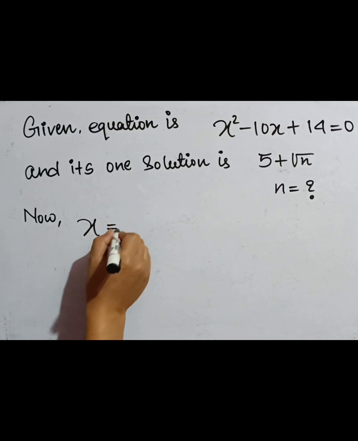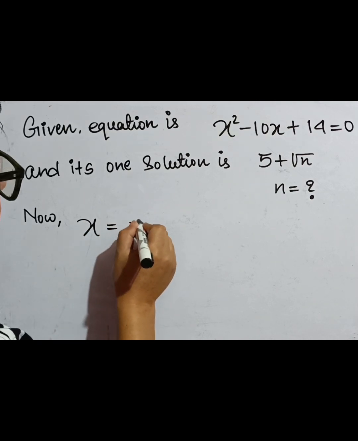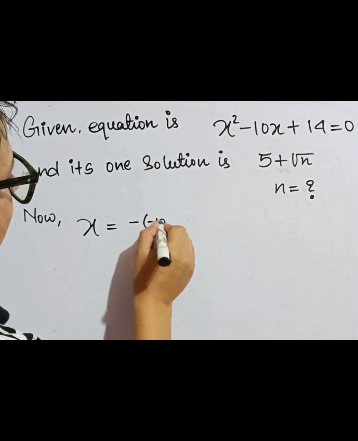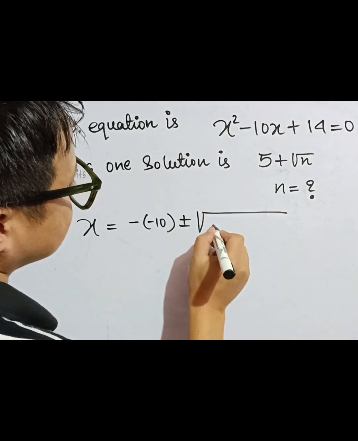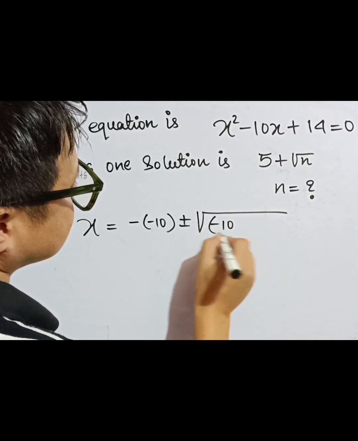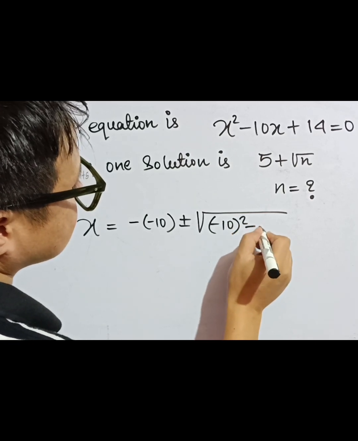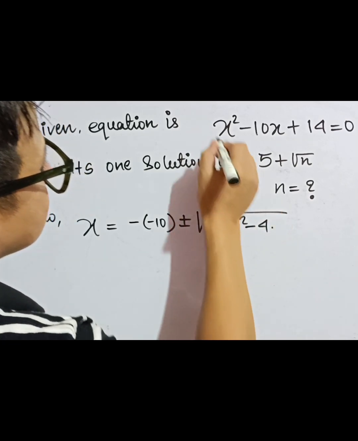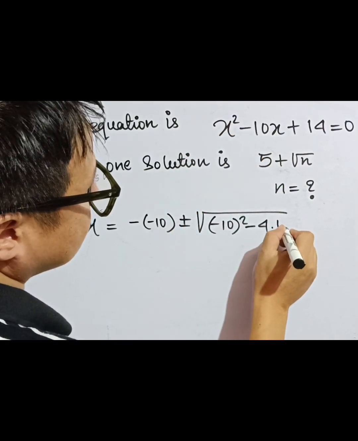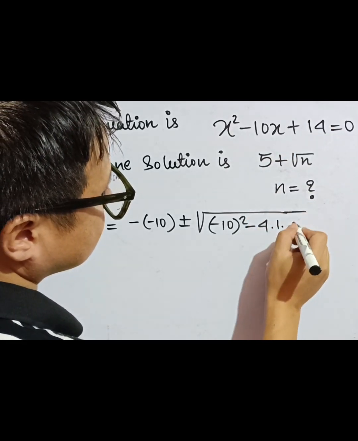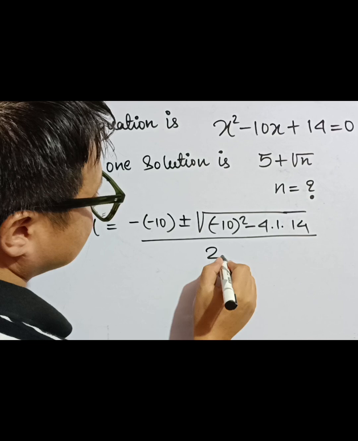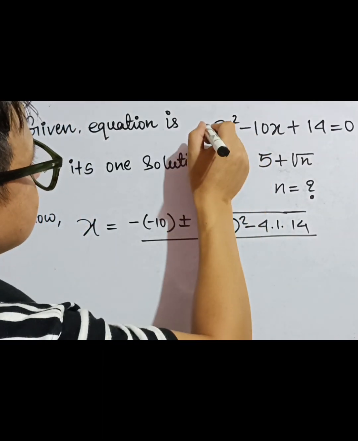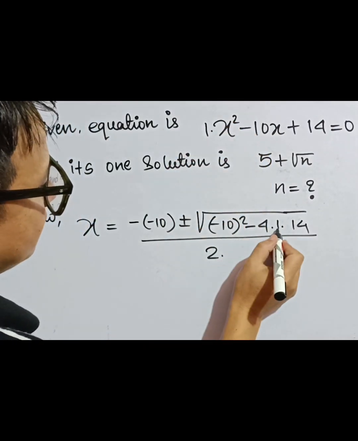X is equal to minus b, b is minus 10 here, plus or minus under root b square, that is minus 10 square, minus 4 into a, a is 1 here, into c, c is 14 here, upon in the denominator 2 into a. Here the value of a is 1 here.